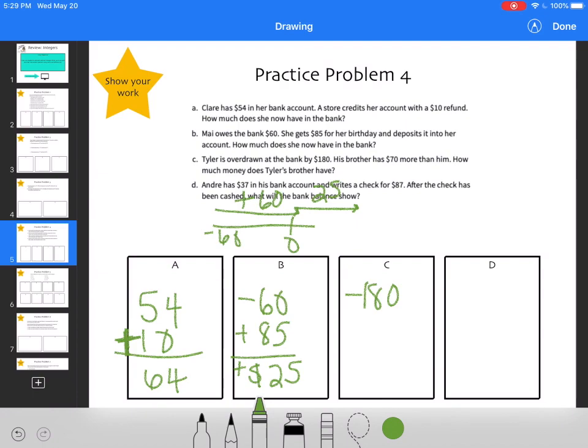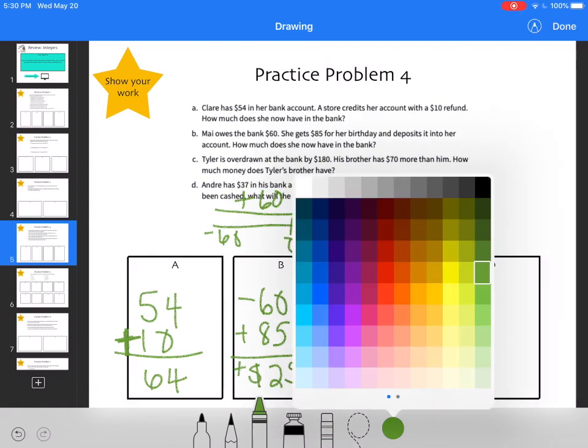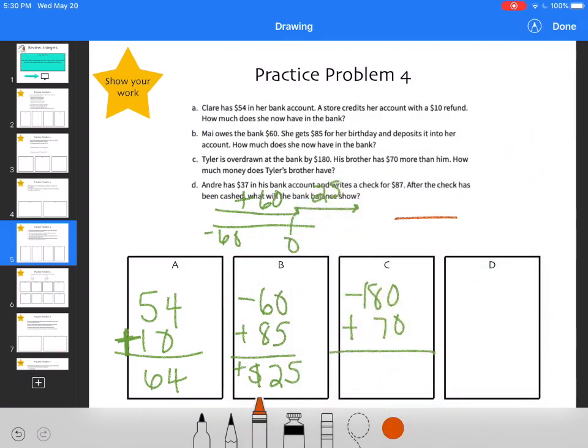The brother has $70 more than him. How much money does Tyler's brother have? So $70 more would be a positive 70. So I'm going to draw this on a number line. I'm going to switch colors though.